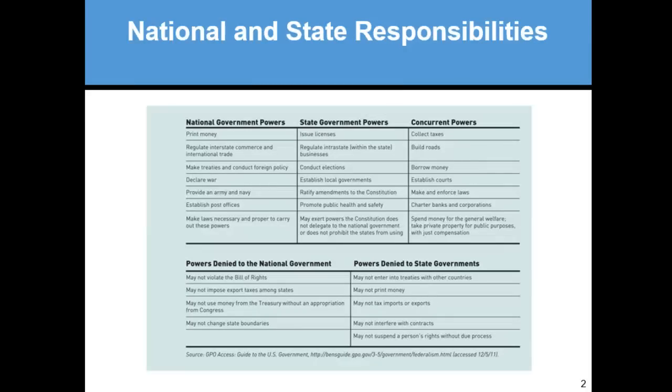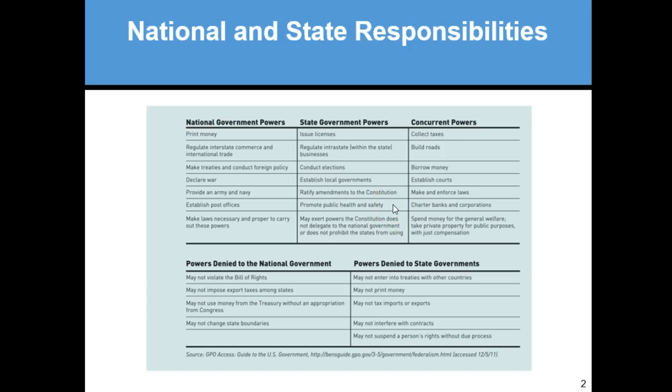State governmental powers. The powers to grant specific licenses, like the right to teach, the right to practice medicine. The power to regulate intrastate commerce, that's within the state. The power to conduct elections. Only the states conduct elections. The federal government does not actually conduct elections. The power to establish local governments. The power to ratify amendments to the state constitution and to the federal constitution.